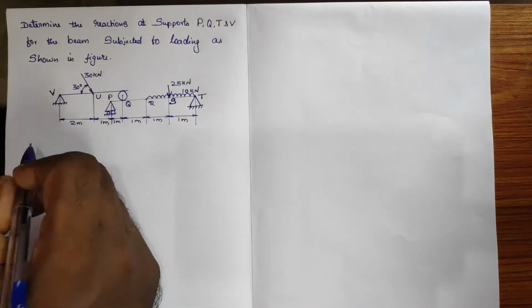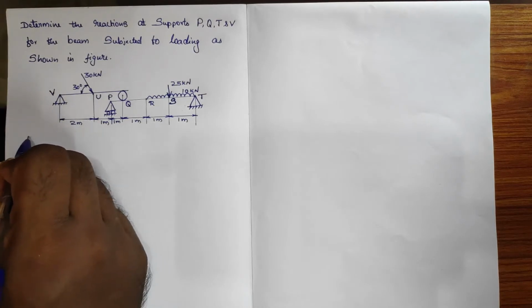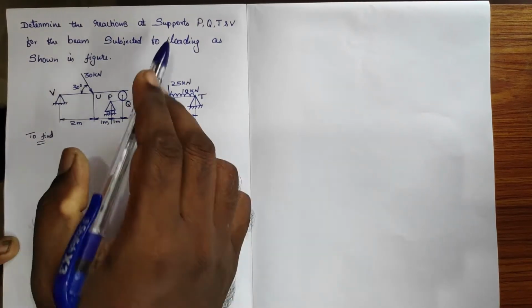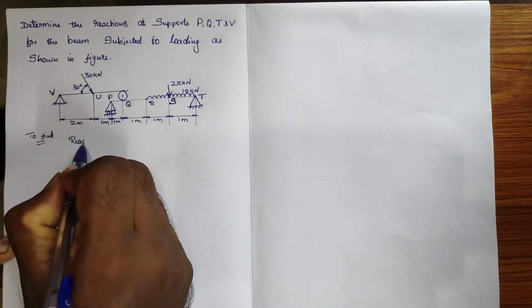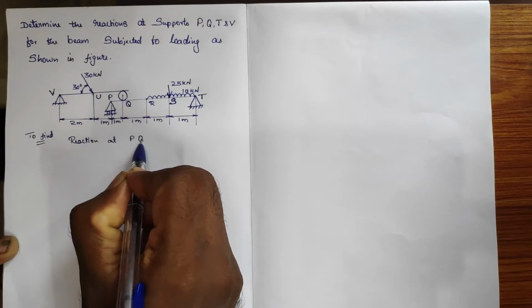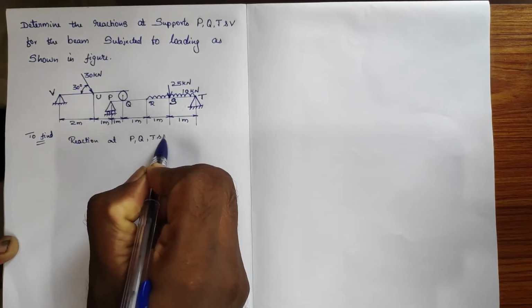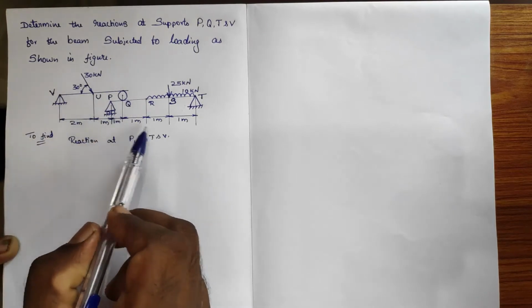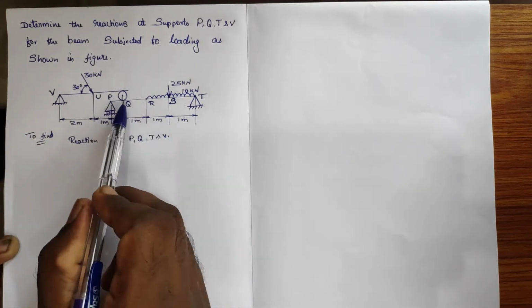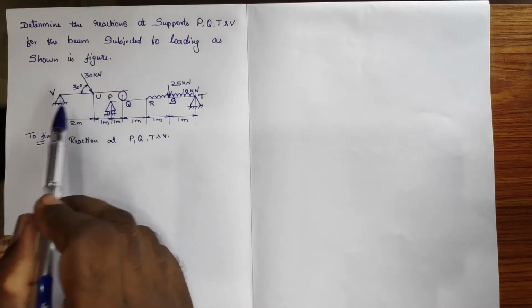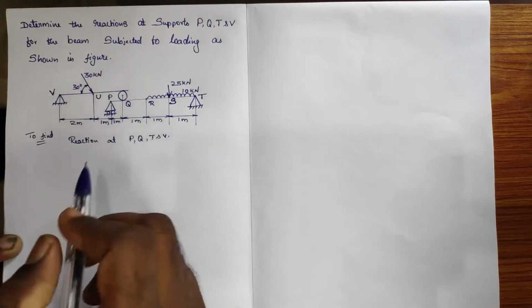So let me just try to say what are the things we need to find: the reactions at the supports P, Q, T, and V. These are the things we need to find: V, P, then Q, then T, and V and U.